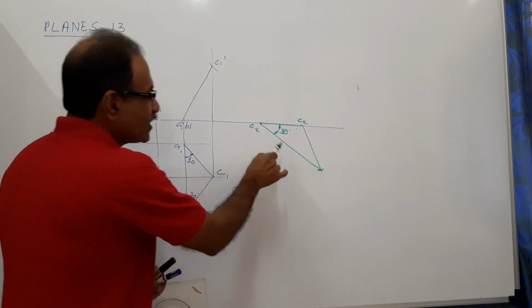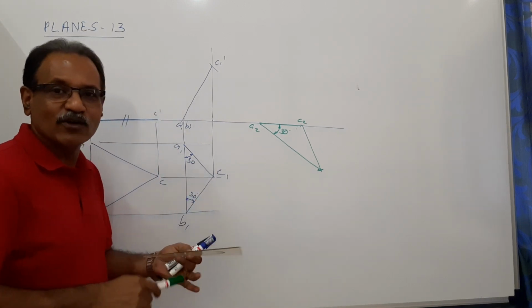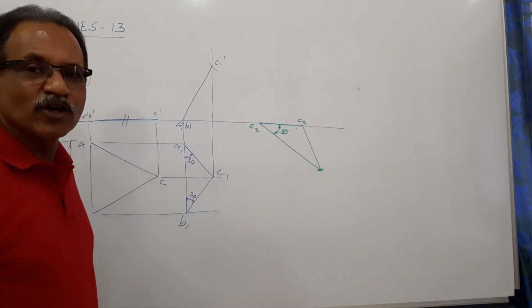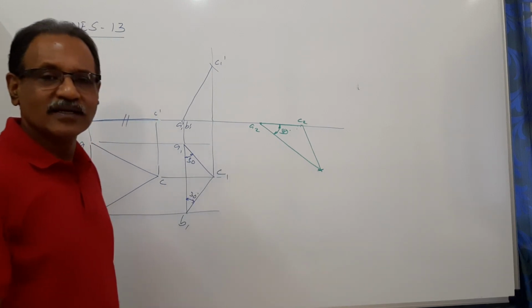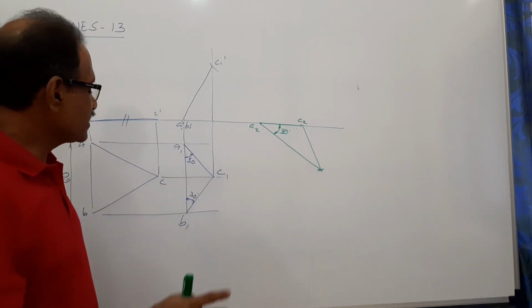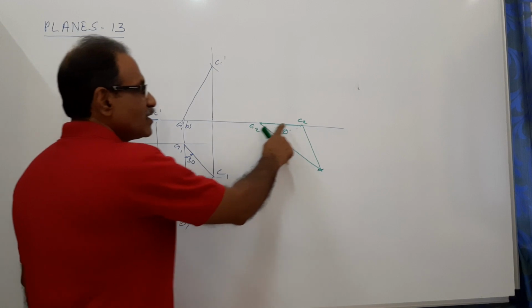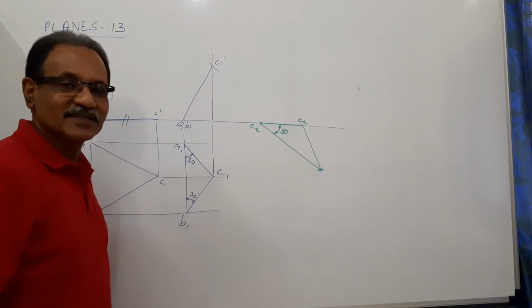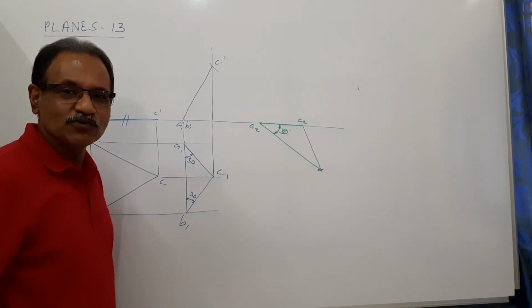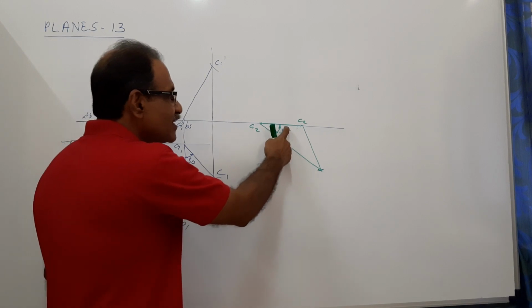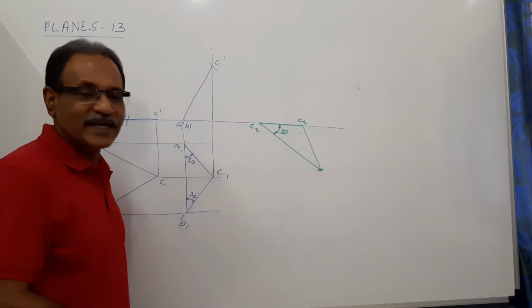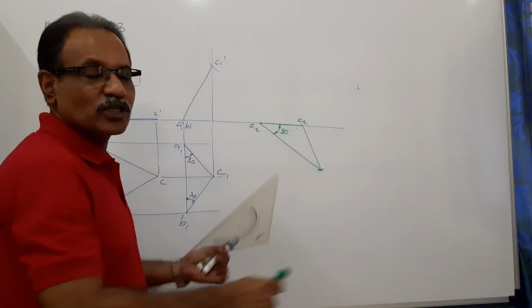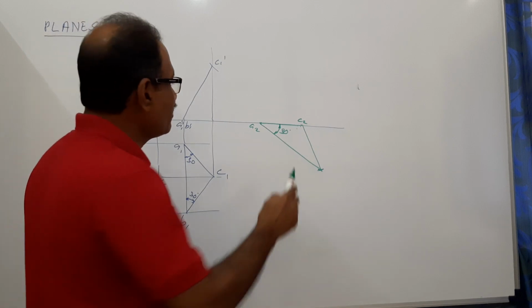Agreed? Now look at this plan. Before proceeding further, does it satisfy the requirement? Is it the final plan? Let's check. AC is on VP. Yes, AC is on VP. Its plan is on XY. AB has to make 30 degrees to VP. Is it making? Yes, there is 30 degrees here. Agreed? Draw vertical projectors, draw horizontal projectors. What you get is the final elevation.